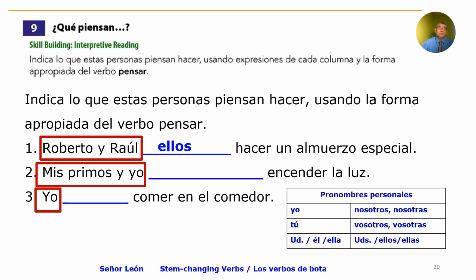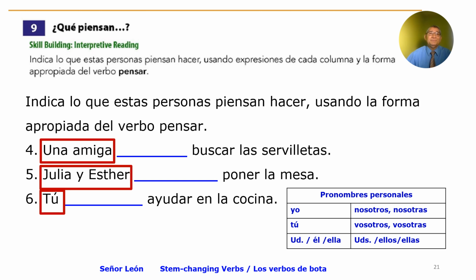1, ellos. 2, nosotros. 3, yo. 4, ella. 5, ellas. 6, tú.